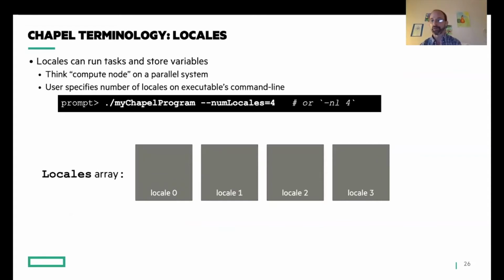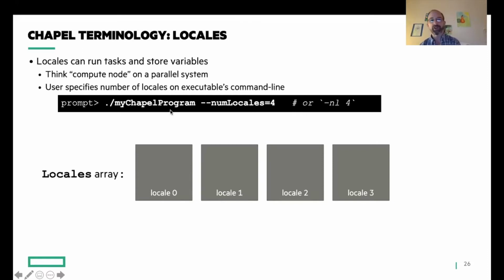We have this notion in the language of what we call a locale. A locale is a part of the system that you're running on that can run tasks and store variables. So you can think of it as having processors and memory. And on most parallel systems, you can think of a locale as being a compute node, right? So if you're on a 1,000 node Cray, that is 1,000 locales essentially.